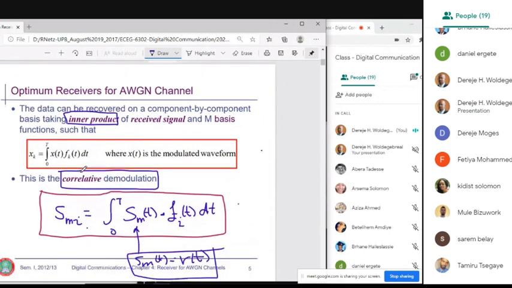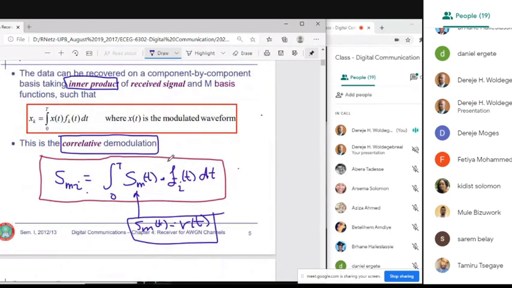So this is what you have on the first bullet point: the data can be recovered on a component by component basis, taking the inner product of the received signal and each of the basis functions. Okay. By taking the inner product of the received signal R of t and each of the basis functions that are designated as Fi of t.